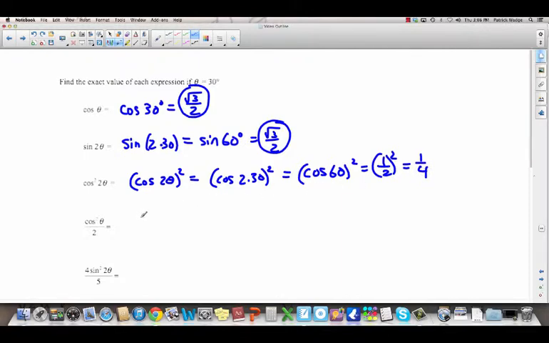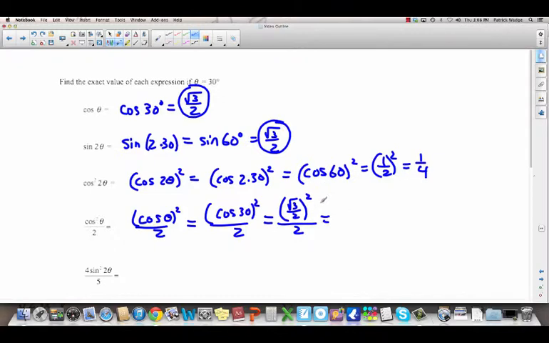Next one, cosine squared theta divided by 2. That's the same as cosine theta squared over 2. And what's theta? 30 degrees. So it's cosine 30 squared divided by 2. How much is cosine 30? Oh, we have it right here. Cosine 30 is root 3 over 2. So we have root 3 over 2 squared, and that's all over 2. That looks a little confusing, doesn't it? Okay, root 3 over 2 squared.